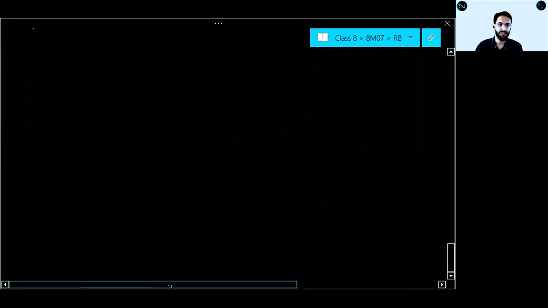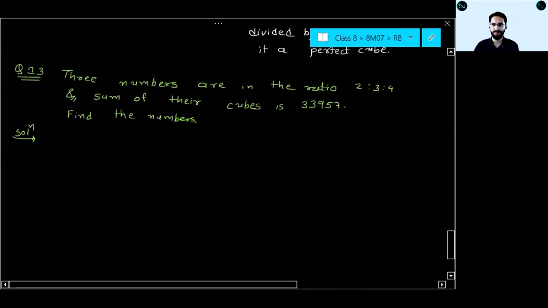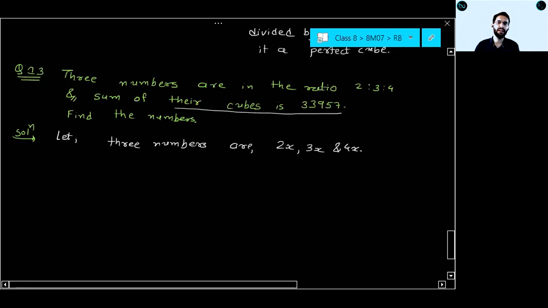Sir. Very good. Since here ratio is 2:3:4, let 3 numbers are 2x, 3x, and 4x. Right. Next, sum of their cubes is 33957. So how can you write this statement into mathematical form? Sir, 2x cube plus 3x cube plus 4x cube equals to 33957. 2x whole cube plus 3x whole cube plus 4x whole cube is equal to 33957.